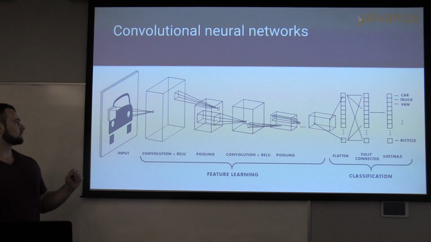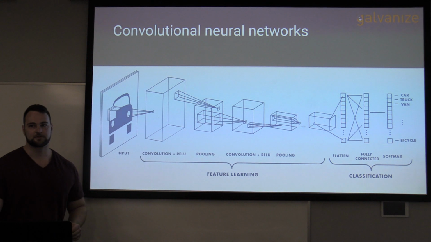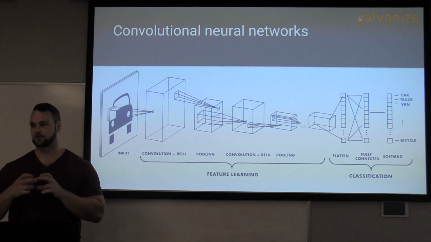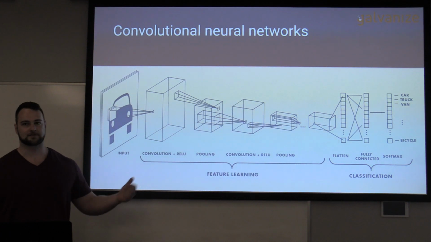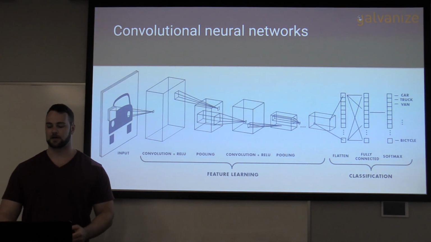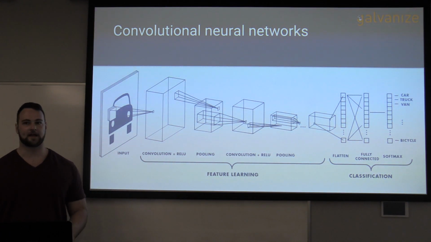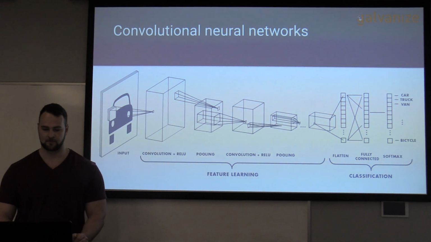So in a convolutional neural net, the image is basically put through a series of convolutional layers which pick up on features like edges or circular things. And then those features are learned and fed into a classifier that's used to make predictions, whether something is a car, a truck, or a van, a cat or a dog, whatever.